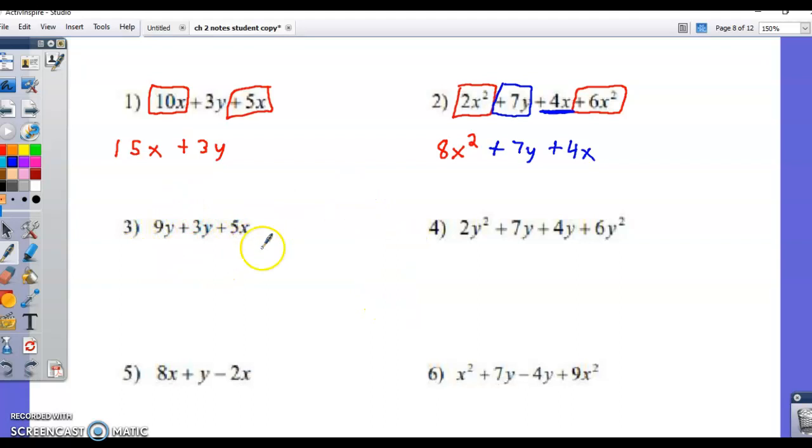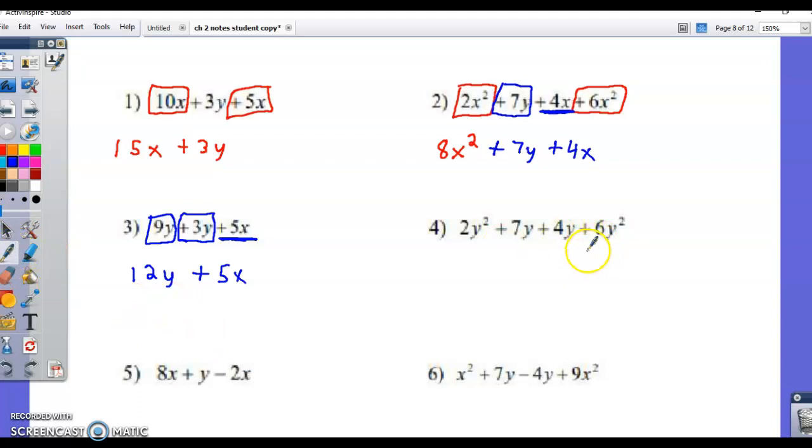So if I look at this problem, my first term is a 9y, and there is a positive 3y that goes with it. So 9 plus 3 would be 12y. And then I have this 5x left over, so just bring down that positive 5x. Remember, if we're writing it next to another term, we have to indicate that value. So I can't just write 12y 5x, right? Make sure you're separating terms with either a plus or a minus based on what their value is.